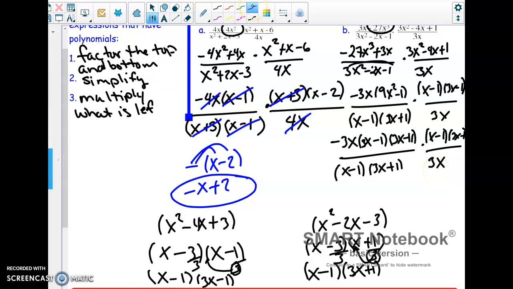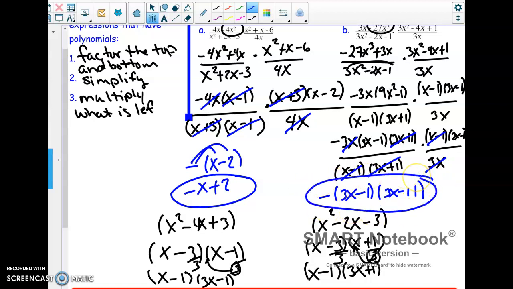Now I can start eliminating. I have 3x in the numerator and a 3x in the denominator. x minus 1, x minus 1. This is a 3x minus 1, so there's nothing I can do with it because this is a 3x plus 1. But I do have a 3x plus 1 in the numerator and the denominator. So I'm left with negative, and then 3x minus 1 times 3x minus 1. And we can just leave our answer like that if we want to.